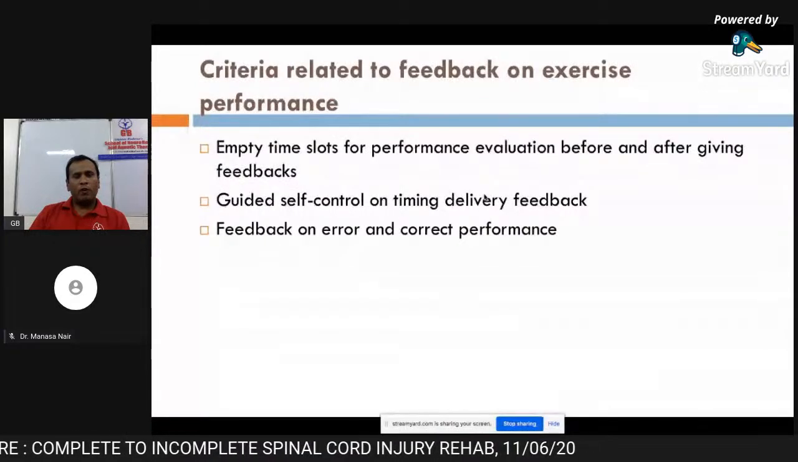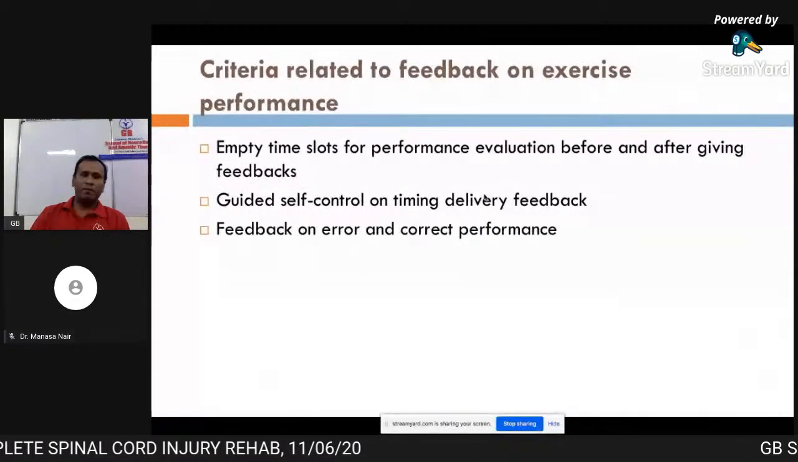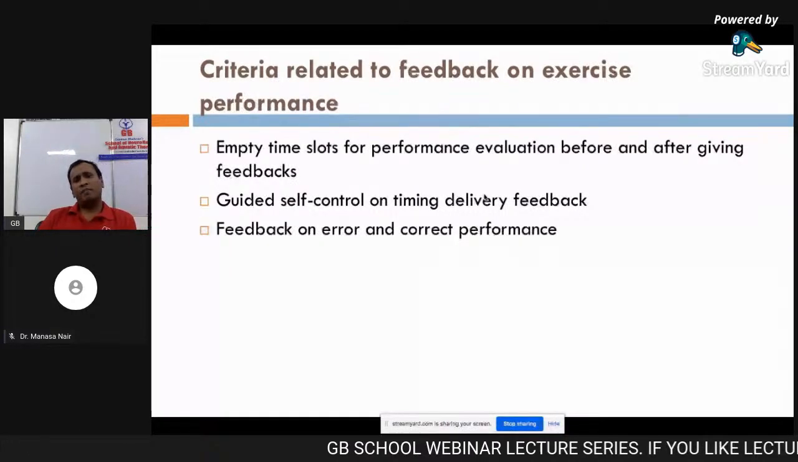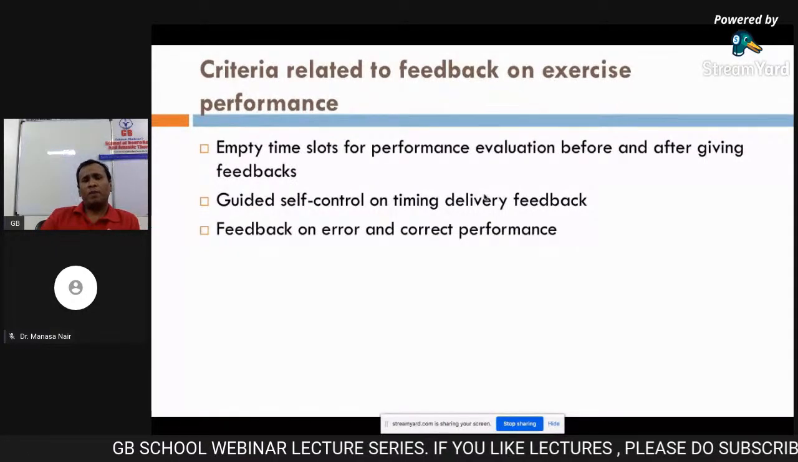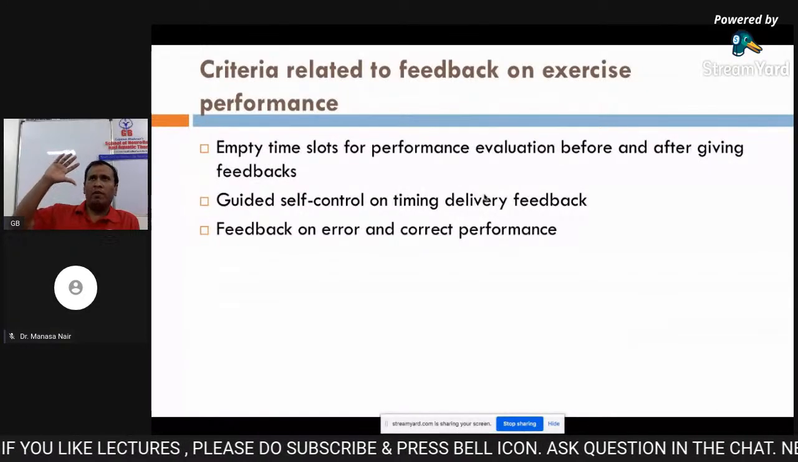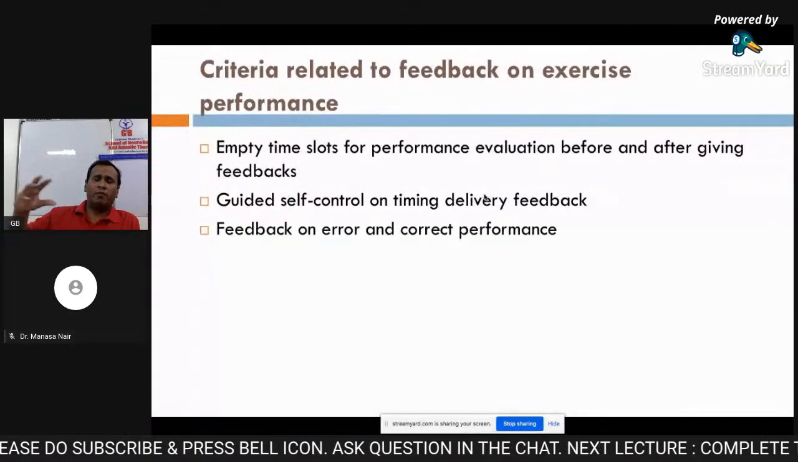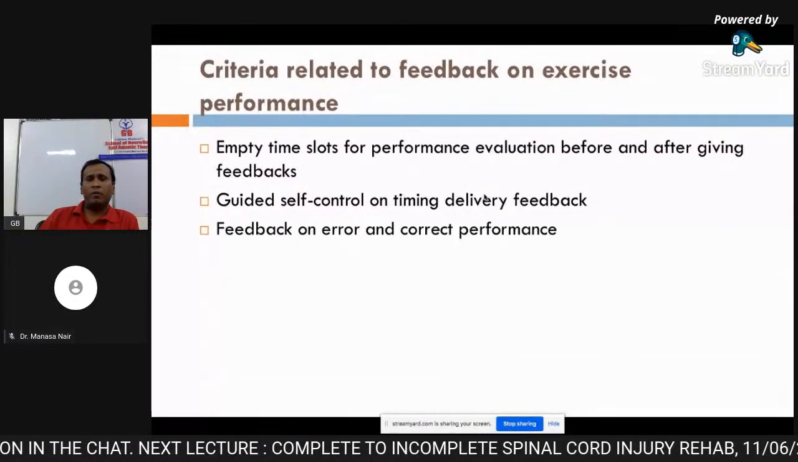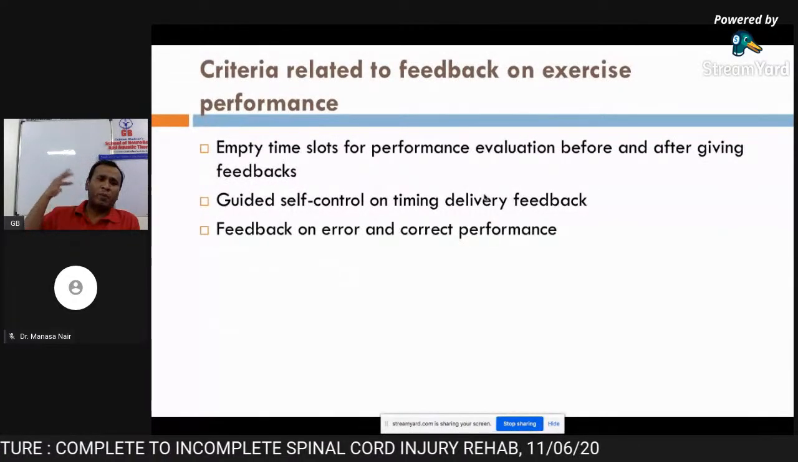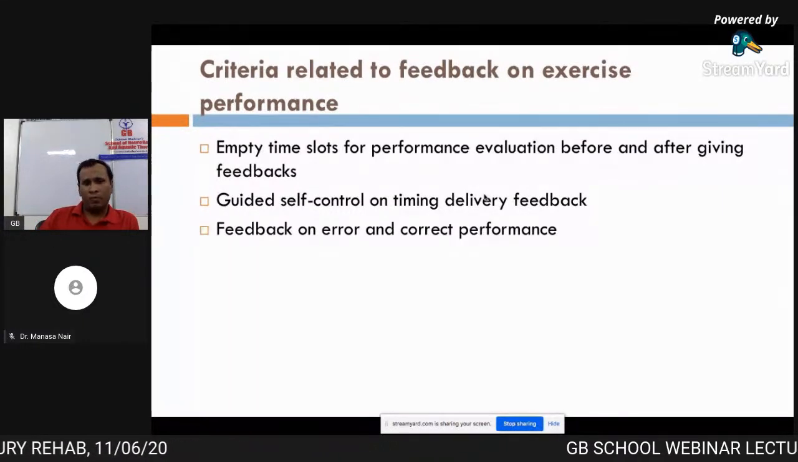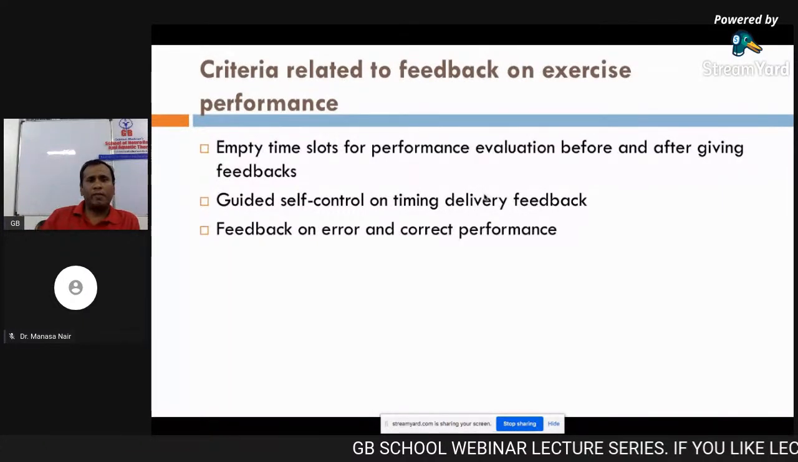Guided self-control on timing of delivery of feedback. As I said, you should have a self-control on timing of delivery of feedback, and there should be a guided mechanism. Like you should have a schedule. Like usually in our setup, we have a schedule program. Like every 1 week or every 2 weeks, we give you overall feedback of the performance. Are you improving or not improving?